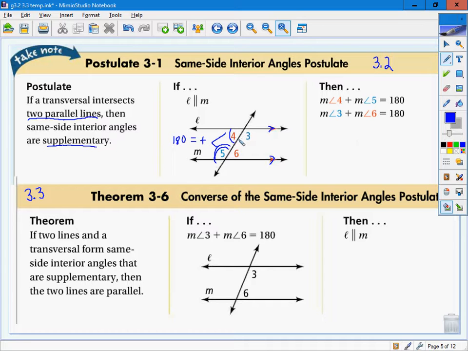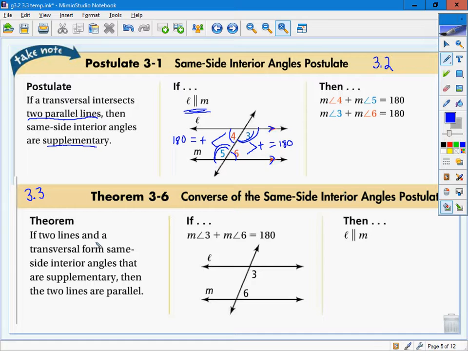Likewise, angle 3 and angle 6 would add up to equal 180 degrees. Now, they only add up to equal 180 degrees if the lines are what to start with? Parallel. So now let's talk about why I did the other group with it.